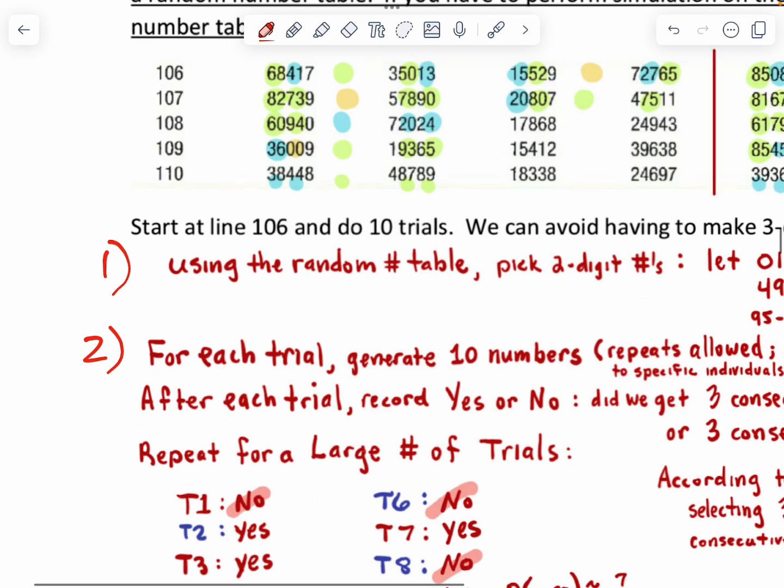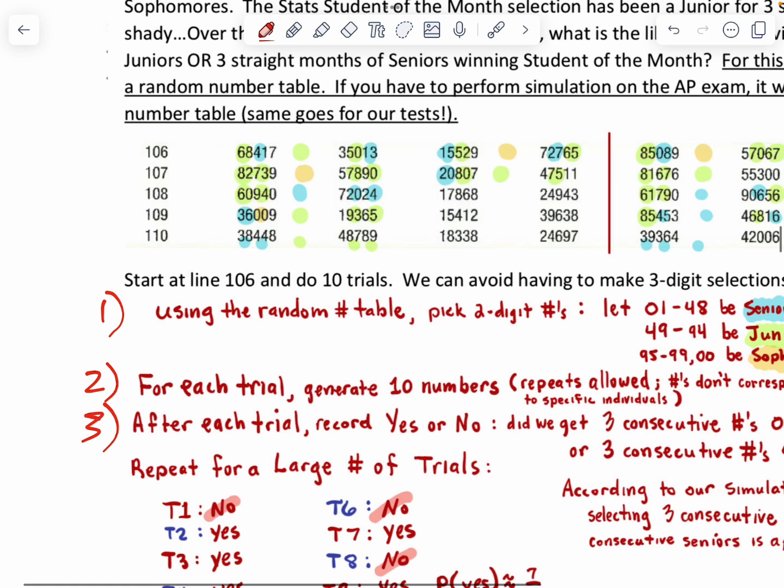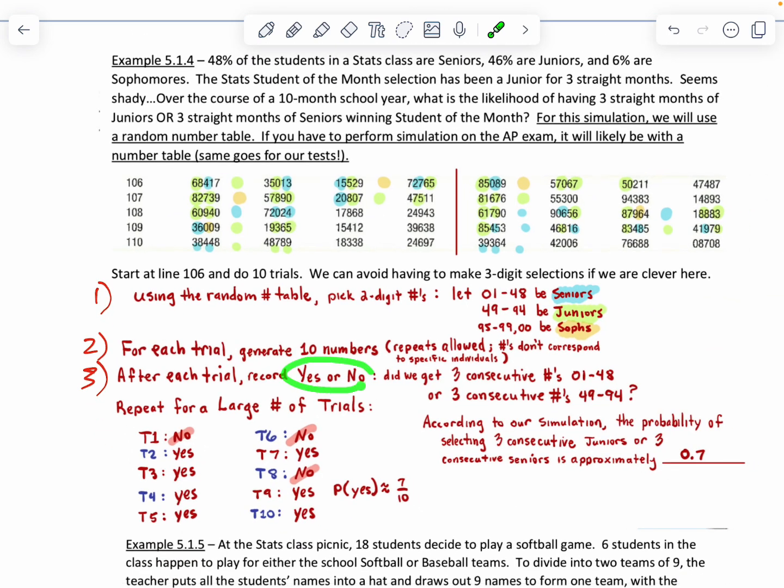All right, so step 3, once we have our 10 numbers, which are represented right up here, you can write them out if it helps you, but remember the first number was 68, the second number was 41, etc. Once we have our 10 numbers, what are we actually looking at? What are we counting? What are we trying to answer? Like, what do we do with our numbers? We are going to say yes or no.